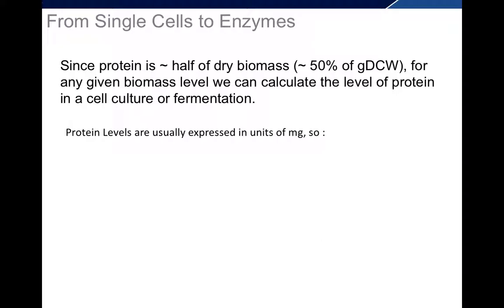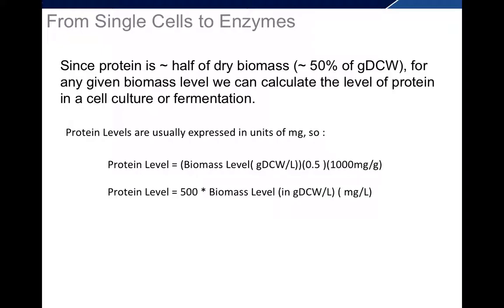Now, since every cell is made of protein, right, and since half of the dry biomass is roughly protein, 50% of the gram dry cell weight, we can calculate the level of protein in a cell culture or fermentation as a function of the biomass level, right? So the protein level is equal to the biomass level times 50%, and then converting to milligrams. We convert to milligrams because many of the units that we'll use when we talk about protein levels are in units of milligrams. Or otherwise, the protein level is 500 times the biomass level, and the units would be milligram per liter.